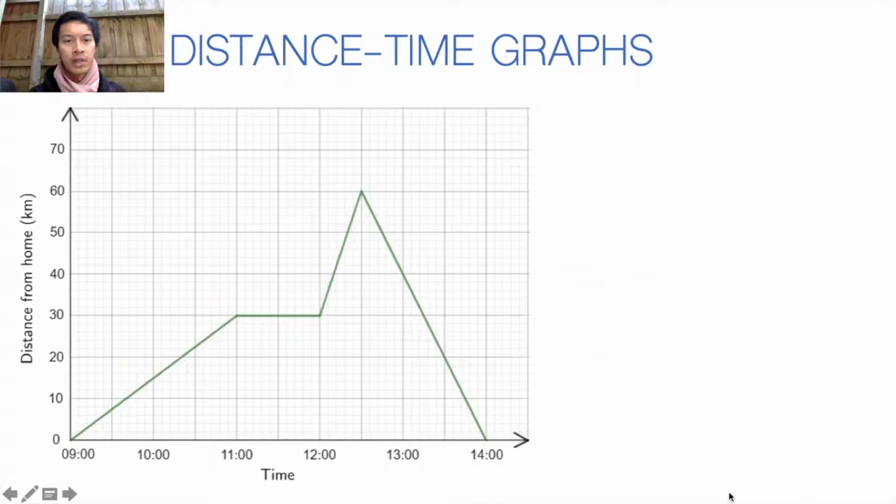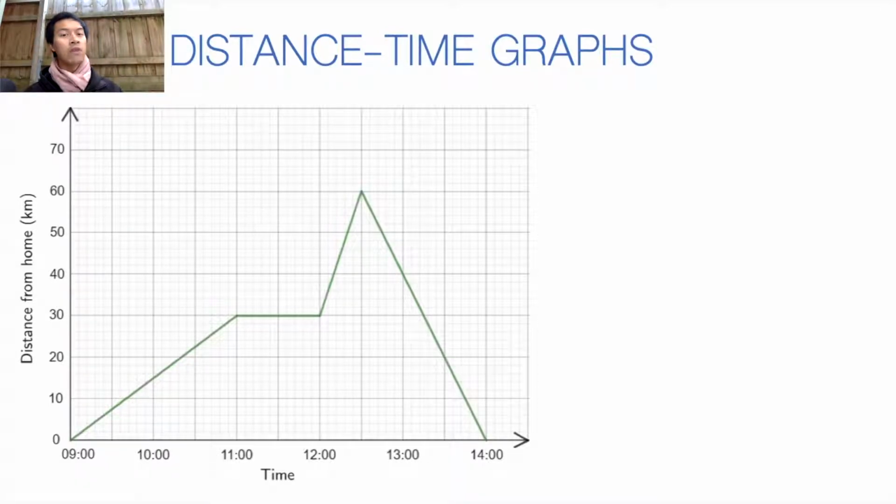Here is the distance time graph. Let's assume that this object is a car and it has traveled from 9 a.m. in the morning all the way to 2 p.m. in the afternoon, and the distance that it has traveled away from home is on the y-axis. So it's called a distance time graph because distance is on the y-axis and time is on the x-axis, as it usually is.